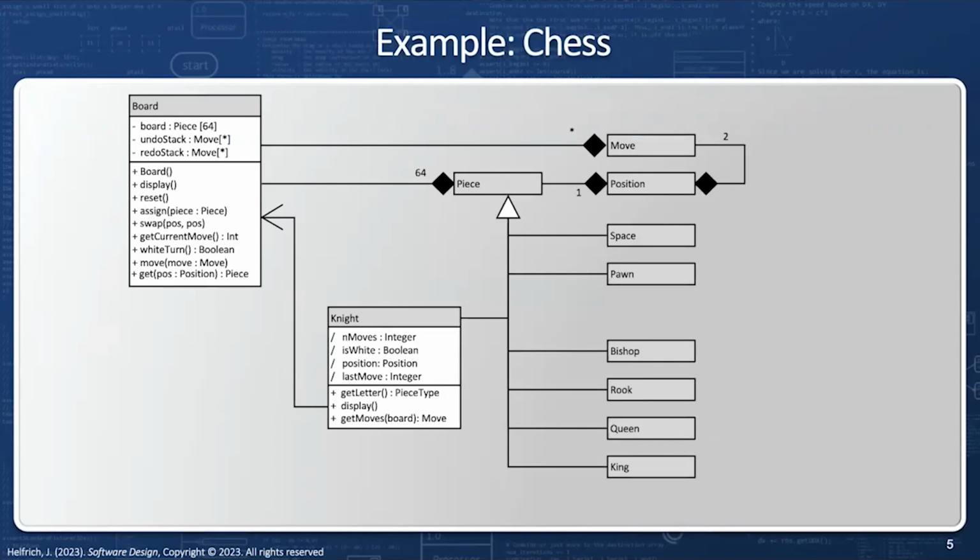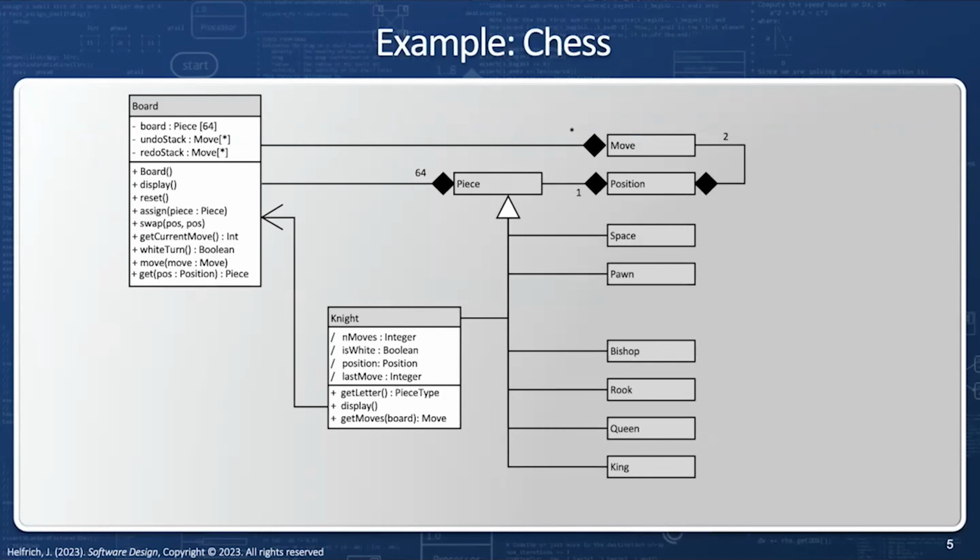Here I have the game of chess, and the chess board is going to have 64 pieces. Each piece can be a space, a pawn, a bishop, a rook, a knight, or a queen. And of course, the board is going to have a plethora of different functions that allow me to modify the board and move positions on the board and stuff like that.